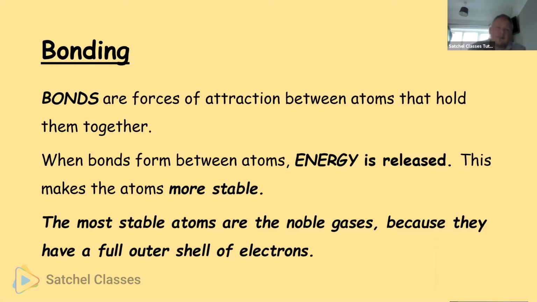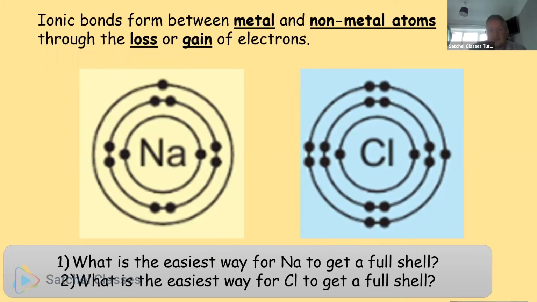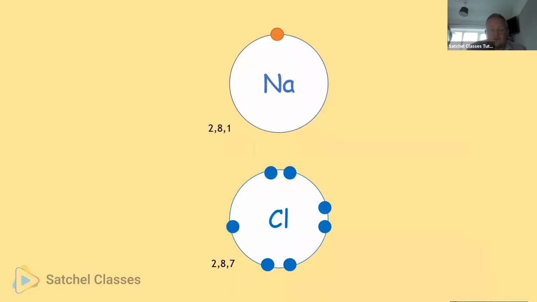Ionic bonds can form between metal and non-metal atoms then through the loss or gain of electrons, as we demonstrated before. Here's our slide, the easiest way to get sodium to get a full shell, chlorine to get a full shell. So sodium 2,8,1, chlorine 2,8,7. The metal atoms always lose electrons. Anything from group 1 and group 2 will lose their outer shell electrons. They are metal atoms. In doing so, they form positive ions called cations.